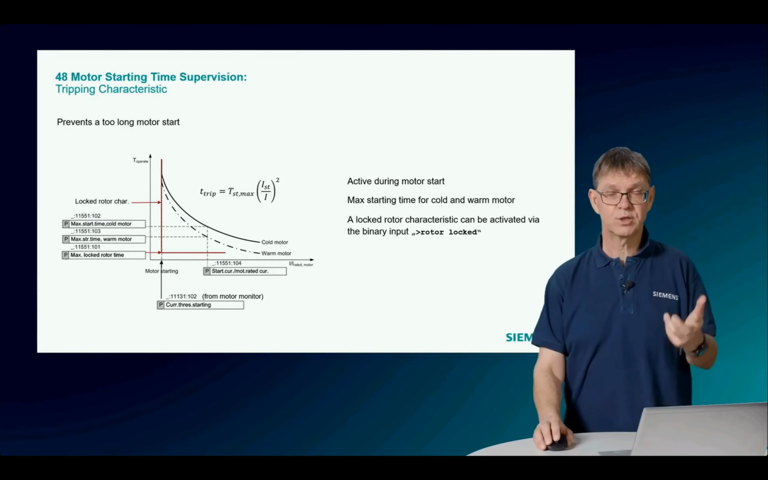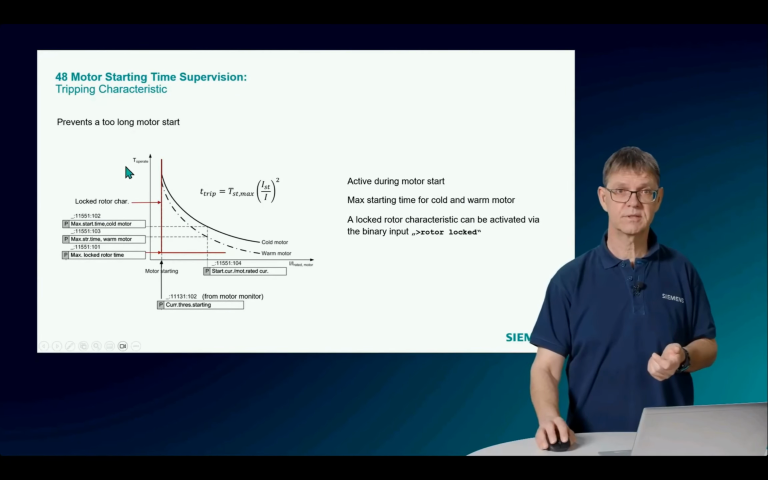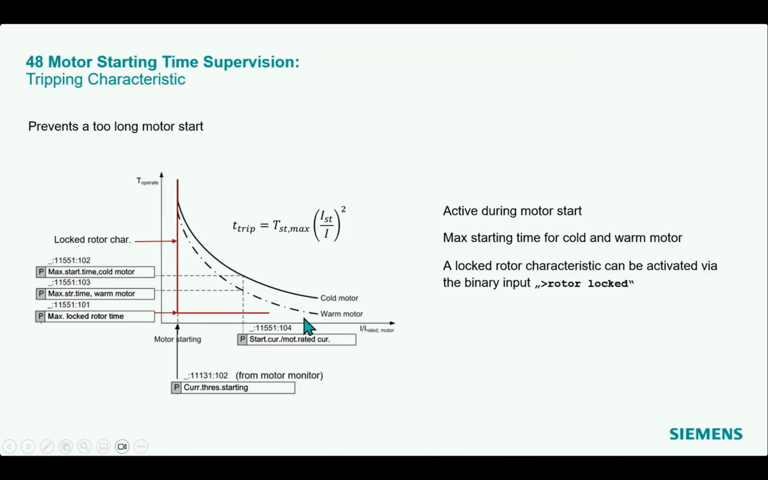Good. Additionally, we have a locked rotor characteristic here, the red one, which I can activate if I activate a binary input, rotor locked. And therefore, we have two more parameters, basically. The maximum tripping time, if this locked rotor situation is detected. And it also starts with the starting current, so the current for the starting detection here, basically.